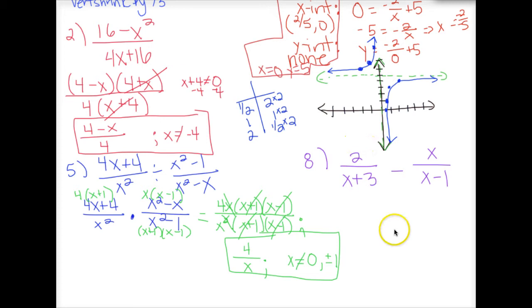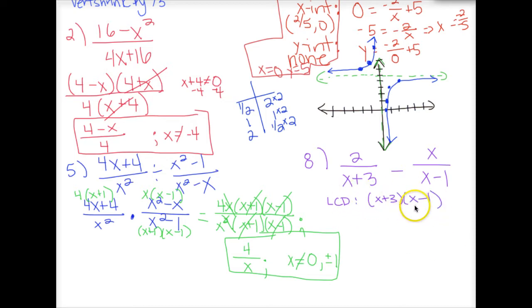So next I find my LCD. LCD has to be factors that they share, which are none in this case, as well as factors that appear that they don't share. So in this case, x plus 3 and x minus 1. So that's my LCD. That's step 2.